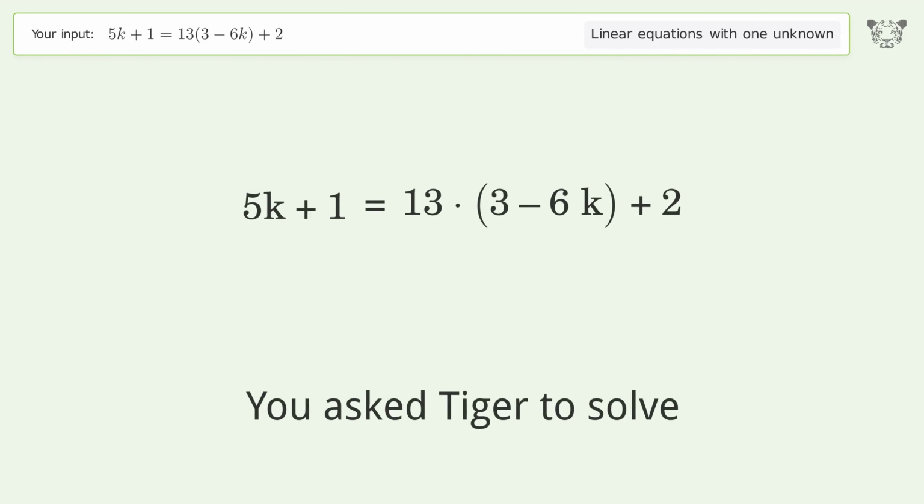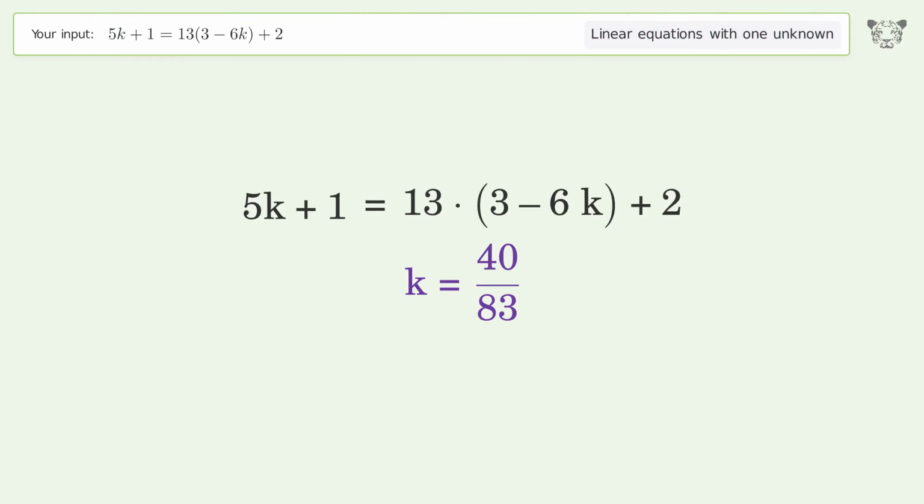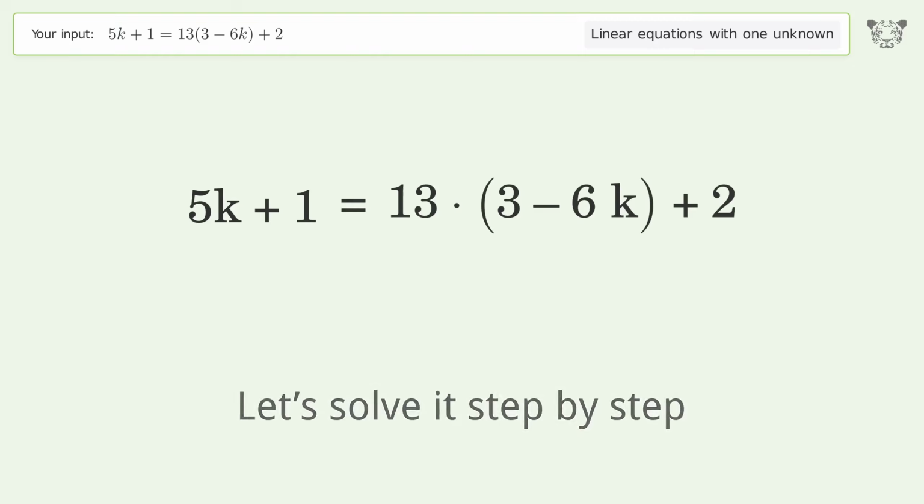You ask Tiger to solve this. This deals with linear equations with one unknown. The final result is k equals 40/83. Let's solve it step by step.